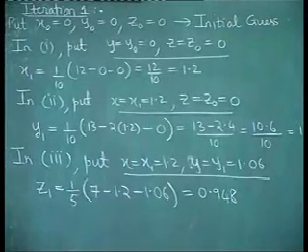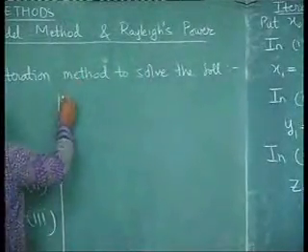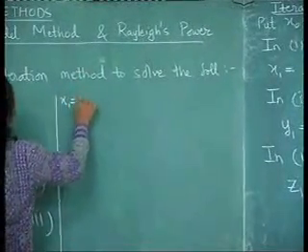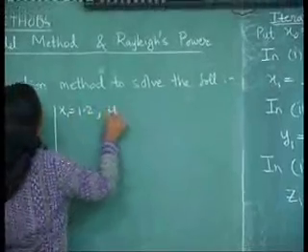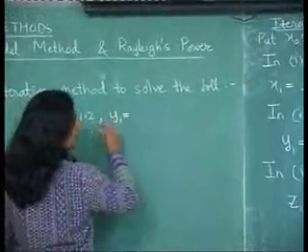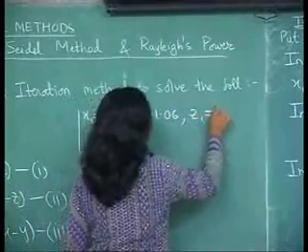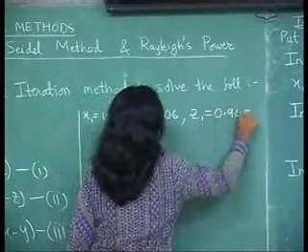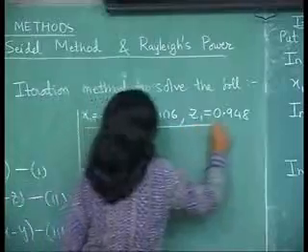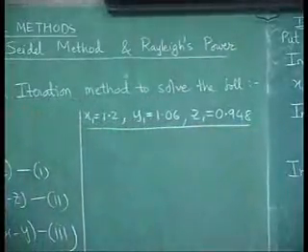So the latest available values with us, the first approximation, are x1 equal to 1.2, y1 equal to 1.06, z1 equal to 0.948. This is what we get at the end of iteration 1.